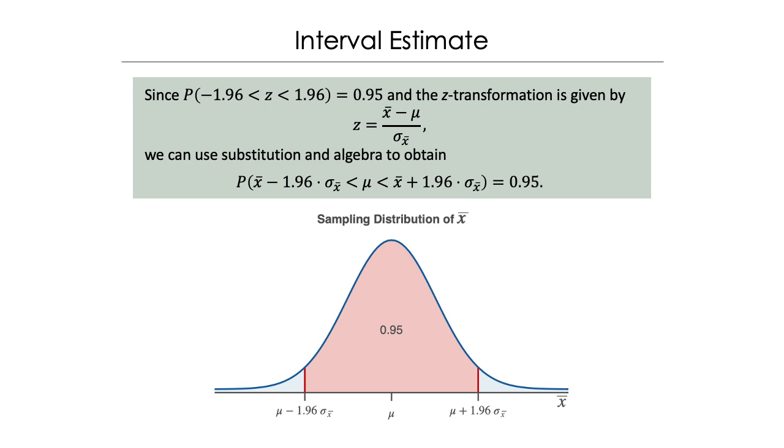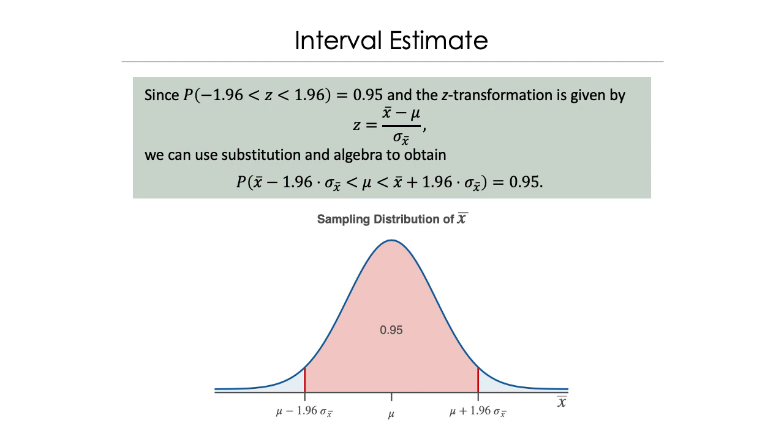This means that the probability that a sample mean will be within 1.96 standard deviations of the population mean before a particular sample is selected is 95%. We can visualize that probability by looking at the sampling distribution of X bar. That would be a bell-shaped curve centered at mu. The probability that X bar falls within 1.96 standard deviations of the mean is 95%.